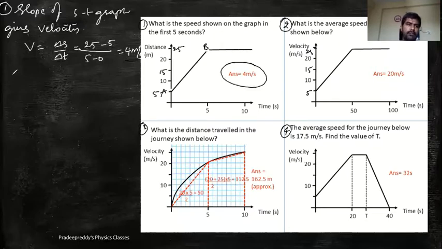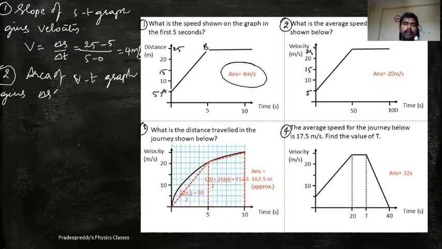Next, coming to number 2. In the second question, what is the average speed shown below? Now, in order to find out the average speed, what should you do? You should find out the total area of the graph. Area of the V-T graph gives delta S. Okay. So after finding delta S, you need to find out V average. Directly, you will not get V average from the V-T graph. Okay. So I'll be finding out the area of this total.